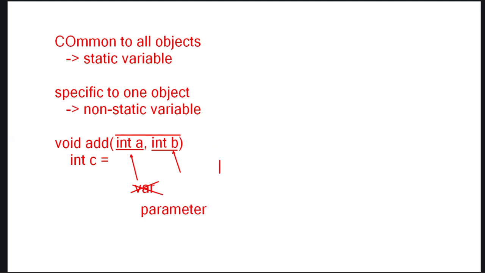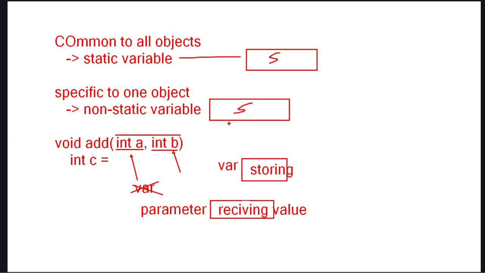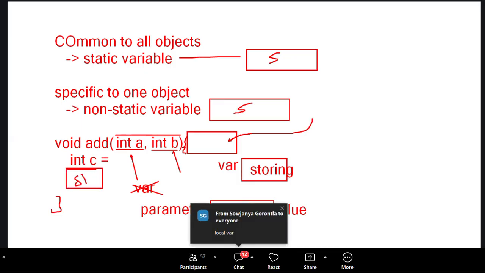Because to show the difference in functionality. Variable is meant for what? Storing value. Okay, but parameter is also a variable, but it is not meant for storing value. It is meant for what? Receiving value. Because static variable is meant for storing, non-static variable is meant for storing, parameter is meant for receiving value. And inside the method body, I also created one more variable called int c. This is a variable, not a parameter. This variable is also meant for what?